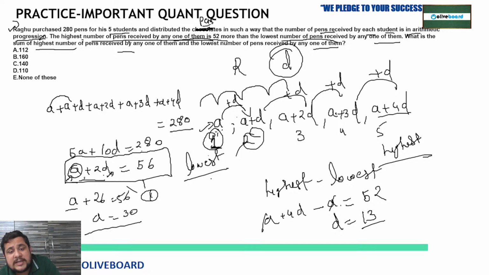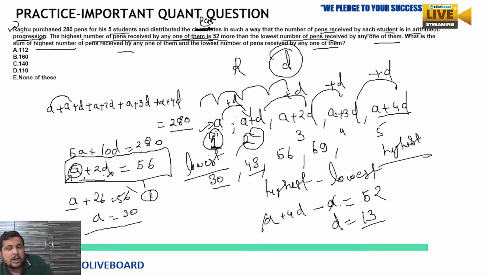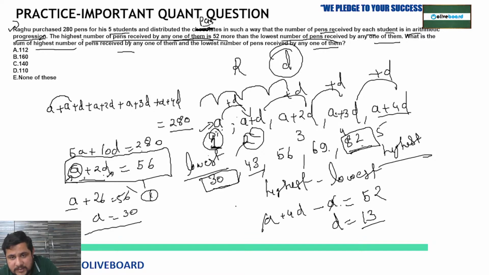Now we know the least quantity received by anyone is 30. The next one will receive 30 plus 13, which means 43. The next one, 43 plus 13, means 56. Then 56 plus 13, 69. Clear? That is what I am explaining to you, how the thing will go on, how you have to check this. Then 69 plus 13 is 82. So the highest number of pens is 82 and the lowest number of pens is 30. So 30 plus 82 is 112.